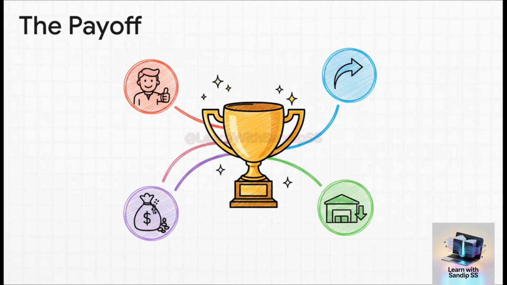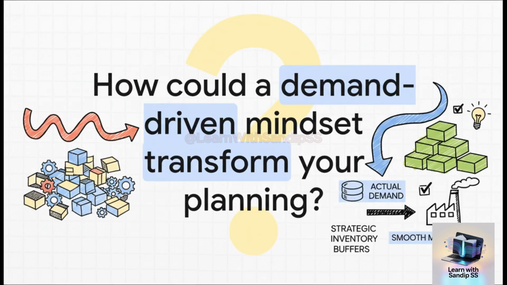So why go through all this? What's the big payoff? Look, this isn't just about implementing new software, it's a genuine business transformation. The results are huge. You finally get that smooth, sustainable flow of materials. That means you're holding way less inventory, which frees up a ton of cash. And the best part? Your service levels go up. Your customers are happy because they get what they ordered on time. It's a win-win-win.